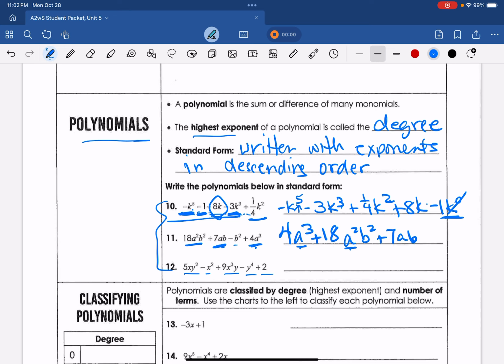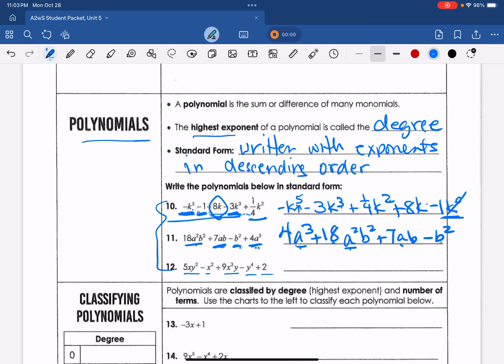And now we're done with the a's, so we'll move on to the b terms. We're looking for a b term that has not been used, that's got the highest exponent. It would be negative b squared. So there were 1, 2, 3, 4 terms, and now we're in standard form. So you can try putting number 12 into standard form if you want to pause the video and try it.